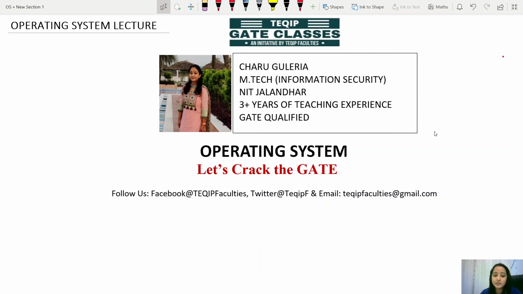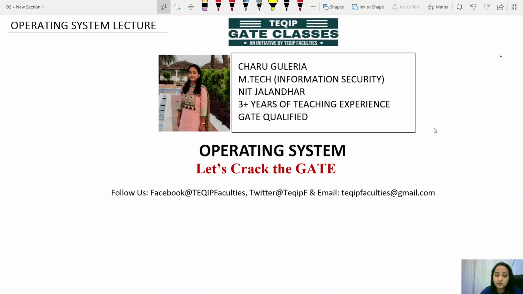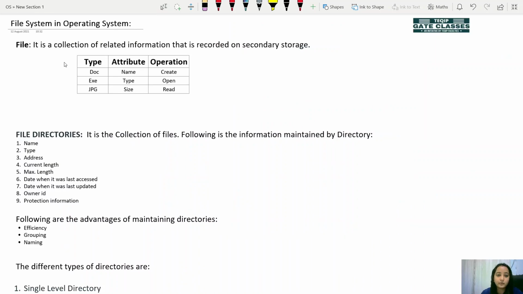So in the last lecture we have studied the different page replacement algorithms in operating system. Hope the topic is clear to you. Next topic is file system in operating system.